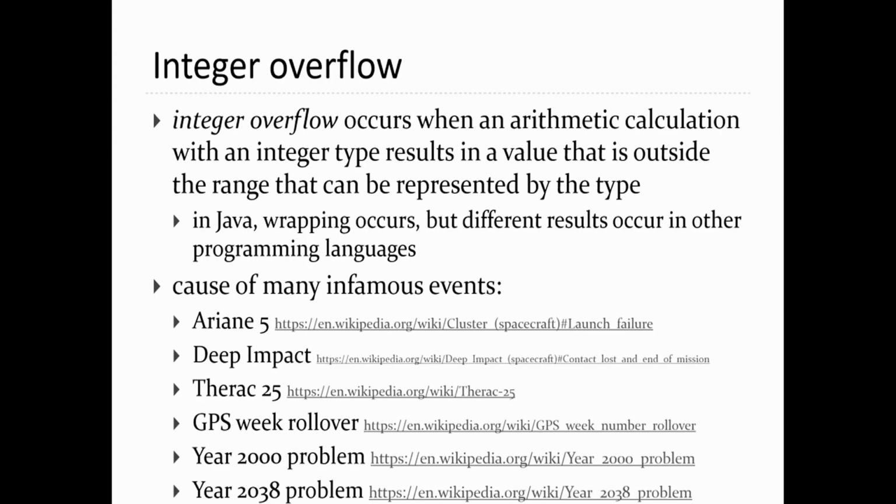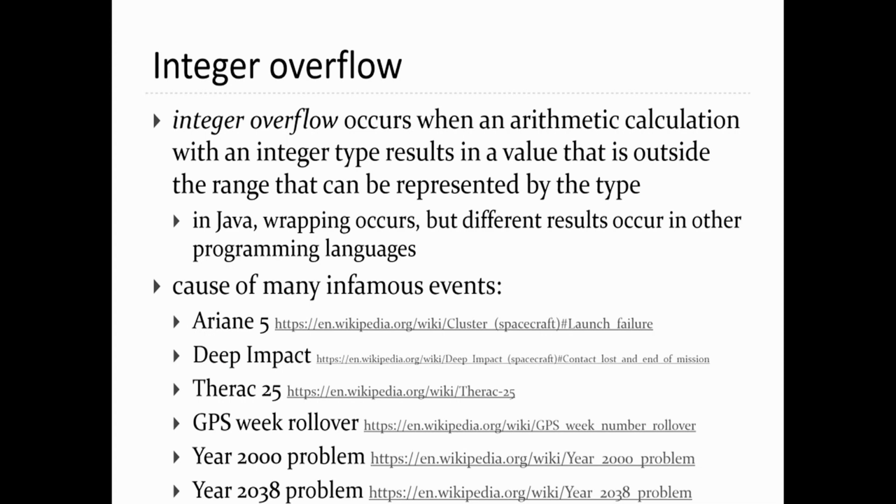Now you might think this is weird, but this is an actual phenomenon. This is the way a lot of the older languages, well, not all, but a lot of the older languages defined integer arithmetic this way. One of the reasons it's defined this way is because it's easy to implement in hardware. So this phenomenon is called overflow. When I fall off this end to the left, or fall off this end to the right, that's called integer overflow. That occurs when an arithmetic calculation with an integer type results in a value that is outside the range that can be represented by the type.